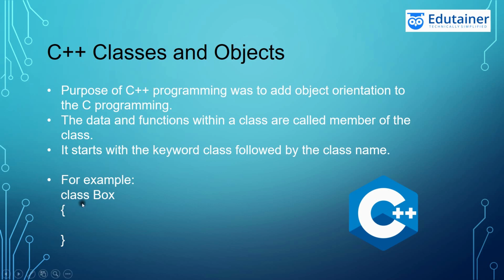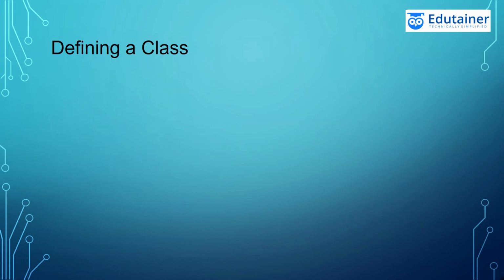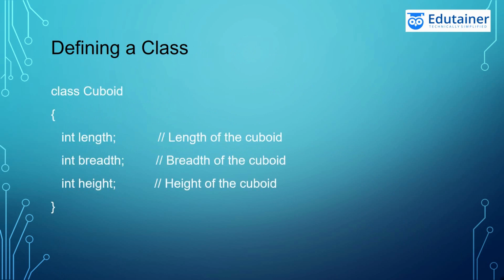We have written the class keyword and then we have the name of the class. The class name is box, followed by the curly braces. Defining a class. How do you define a class? Over here we can see an example of a class cuboid. The class is a keyword and cuboid is the name of the class. Inside the curly braces we are defining three variables: integer length, integer breadth and integer height, which are the length, breadth and height of the cuboid. So this is how you define a class.